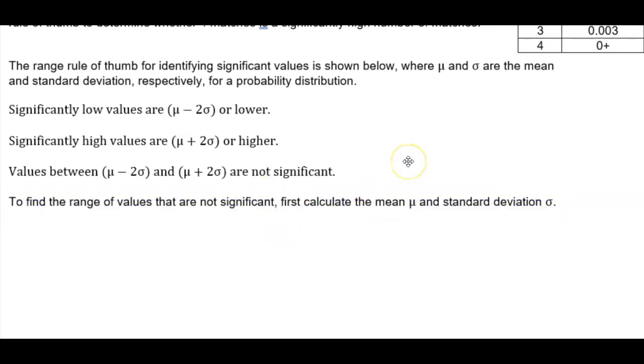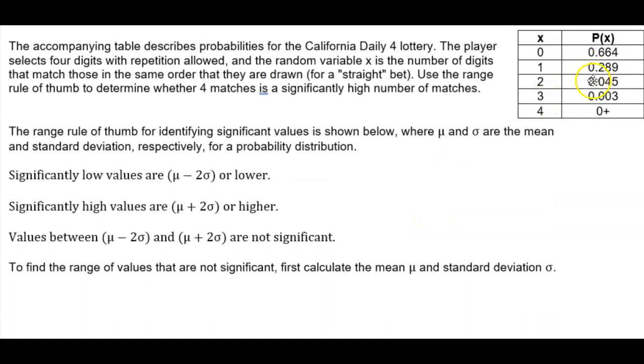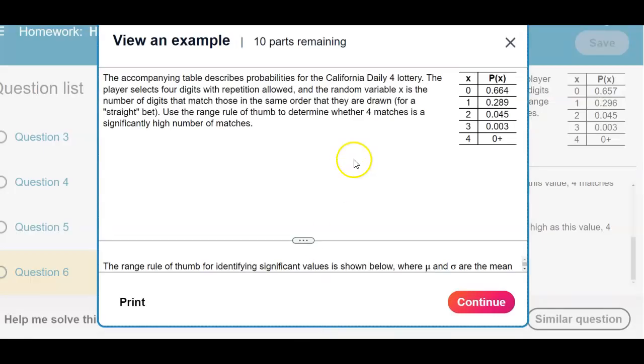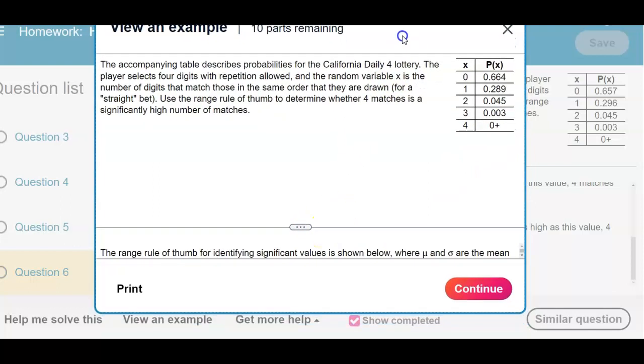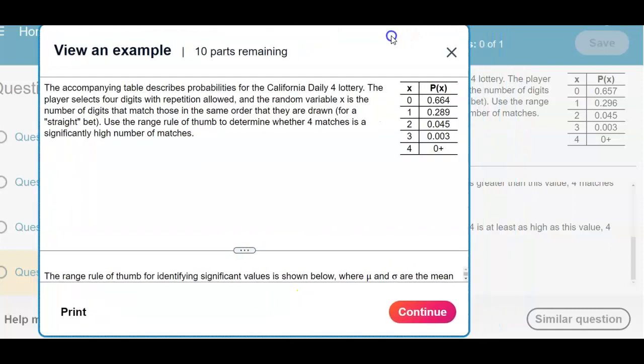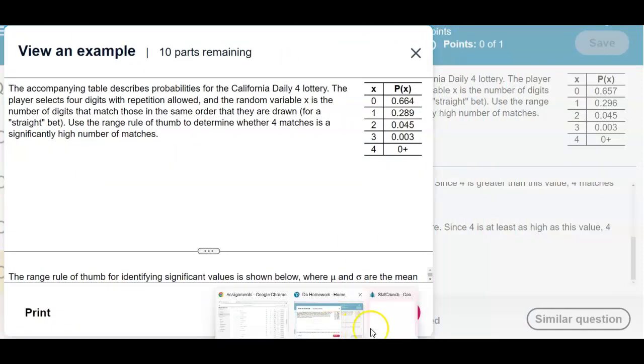Now, to find the range of values that are not significant, we first need to calculate the mean and the standard deviation. So we're going to open up this probability distribution in StatCrunch. Here you can see that we don't have an option of being able to open up this data in StatCrunch. So you can either do it by hand or in StatCrunch. Down below where it says get more help, you can open up into StatCrunch from there. So I'm going to go ahead and open this up into StatCrunch.